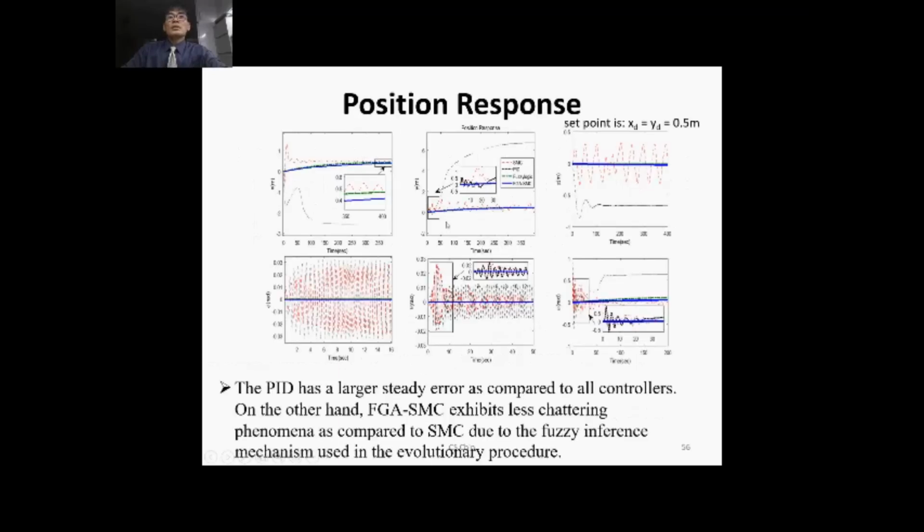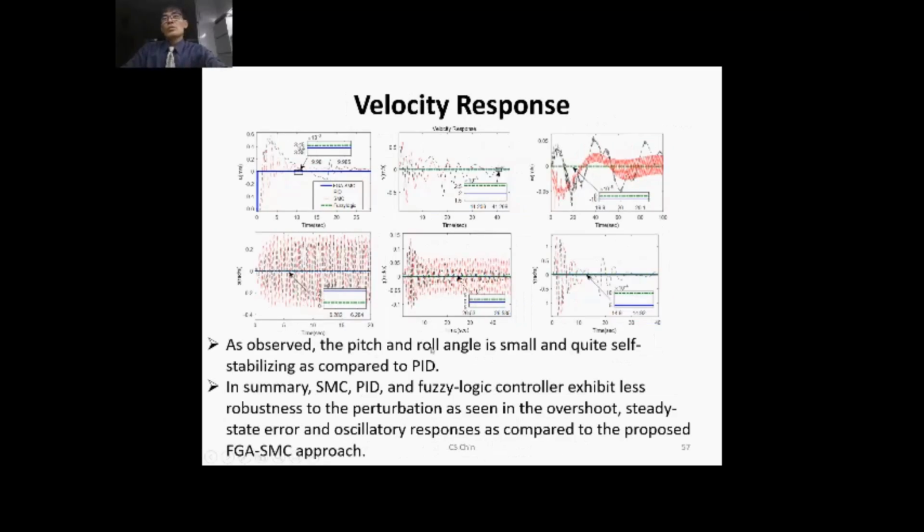You will see that the PID has a larger steady state error as compared to all controllers because it's not a robust controller. On the other hand, the proposed approach exhibits less chattering as compared to SMC alone due to the fuzzy inference mechanisms that have been used in the evolutionary procedures. As observed, the pitch and the roll angle are small and quite self-stabilizing as compared to PID. So this is the velocity response.